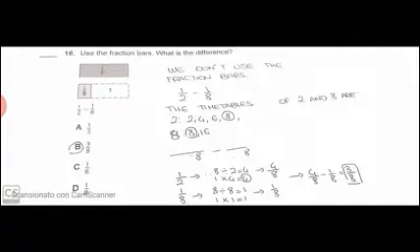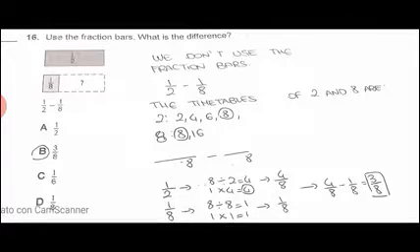Now, number 16, use the fraction bars. What is the difference? We don't use the fraction bars. We make the normal subtraction. So we have 1 over 2 minus 1 over 8. So the times table of 2 and 8 are: 2 is 2, 4, 6, 8. 8 is 8, 16. So the smallest number in common is 8.